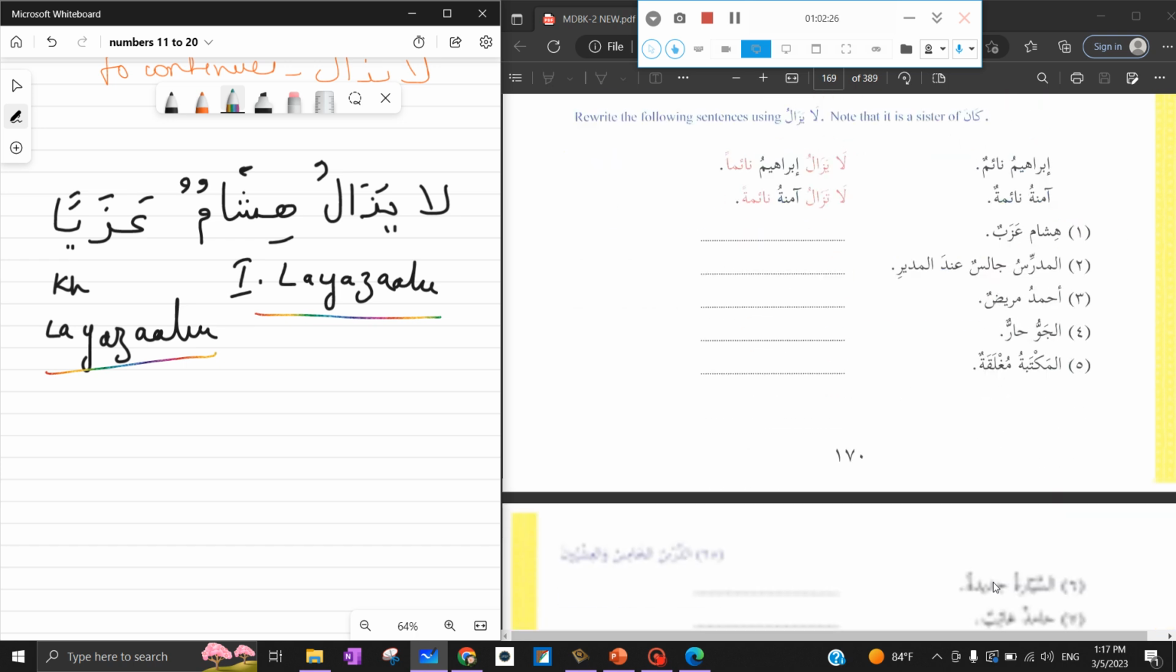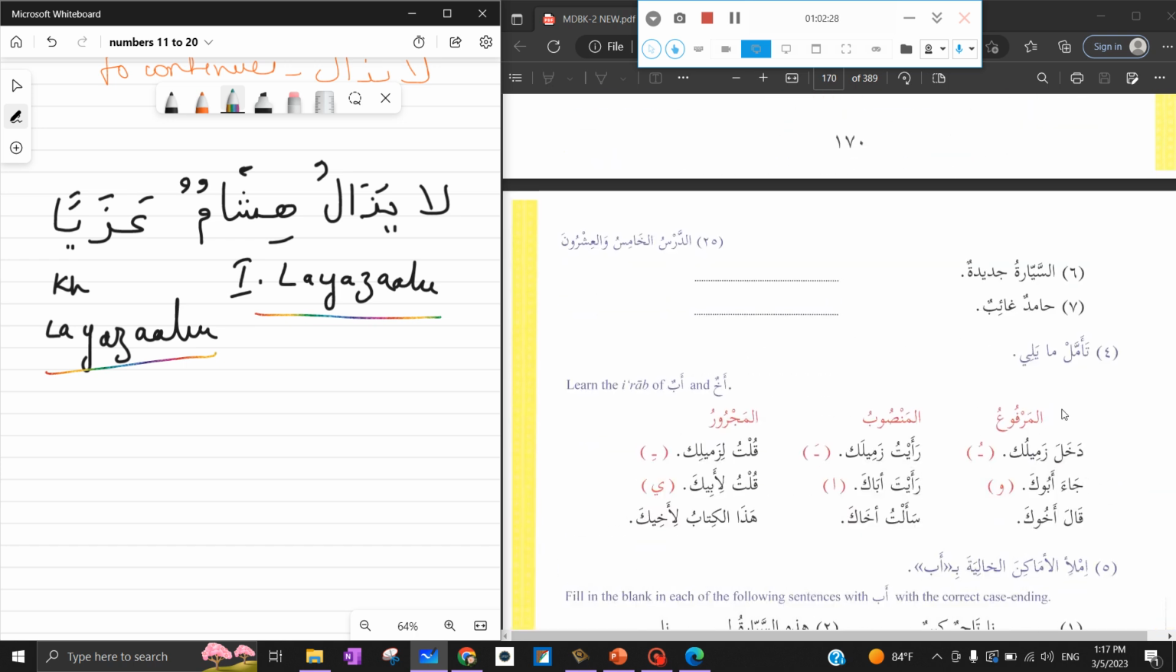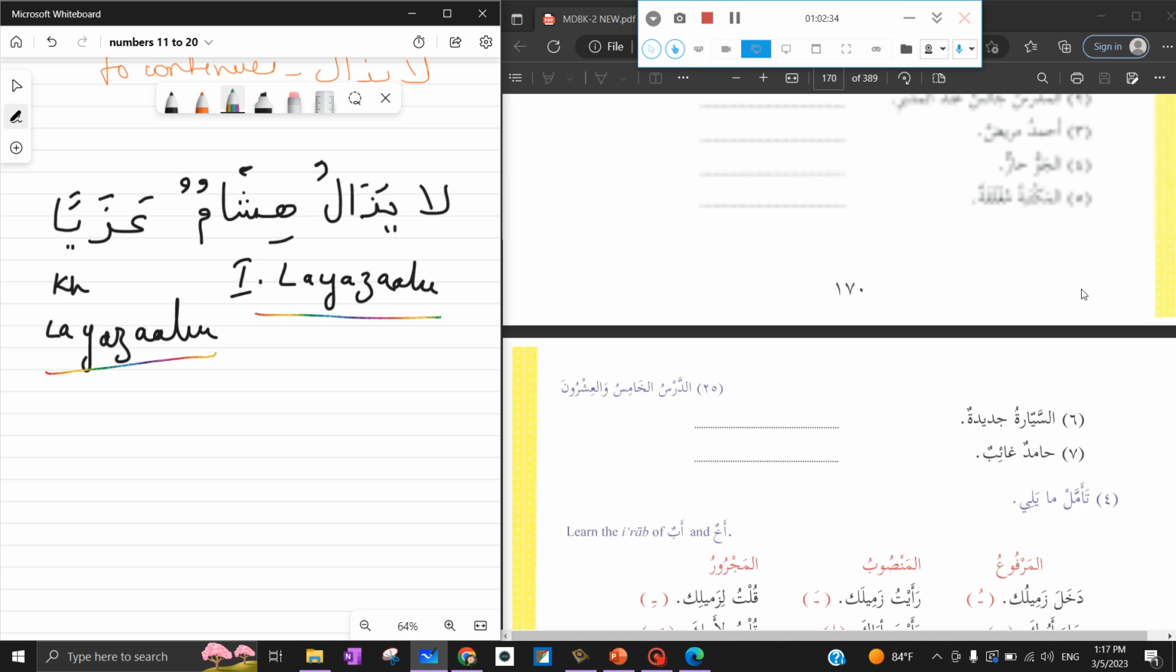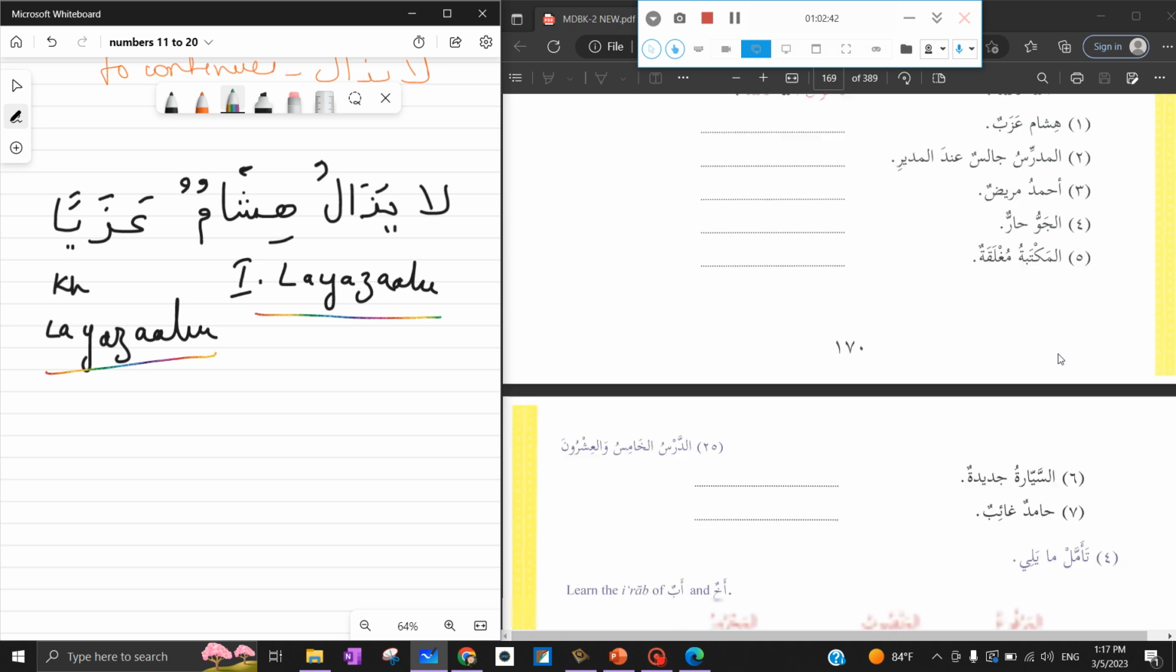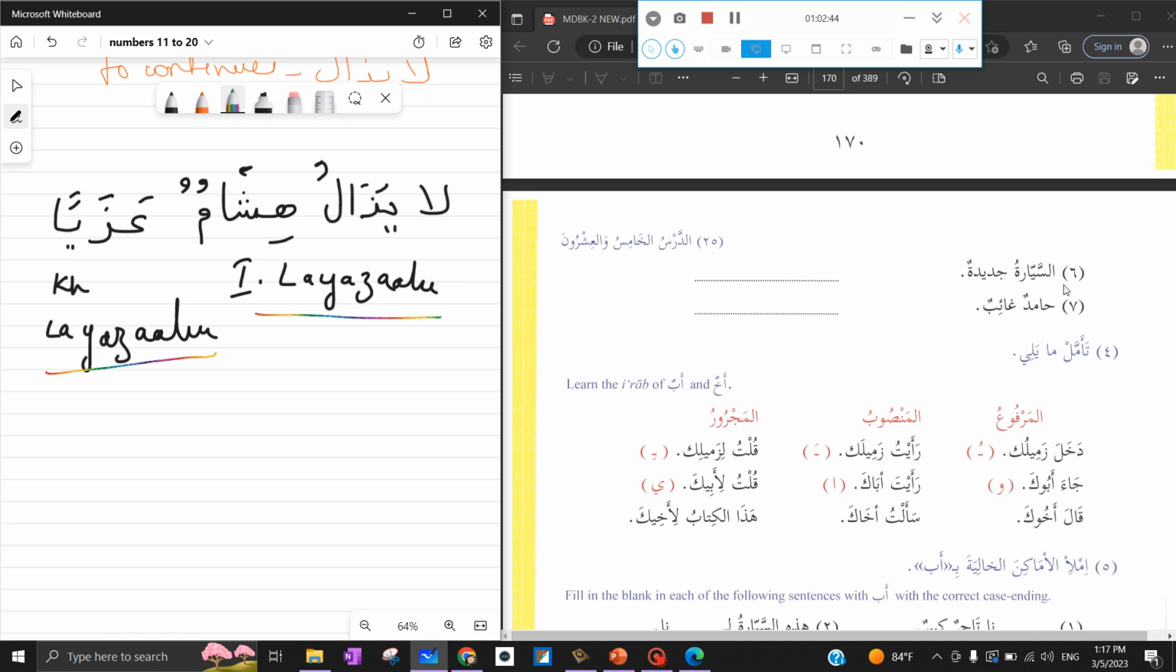Now let's go on to the last two examples. As-sayyaratu jadidatun. Yes, you need to keep in mind about the male and female. I forgot. For maktabatu, you will use la tazalu. Likewise, in sayyaratu, you will use la tazalu, as-sayyaratu jadidatan. Means this, the car is still new.